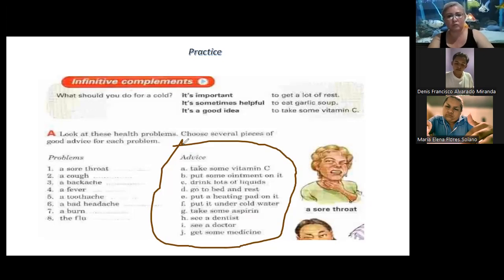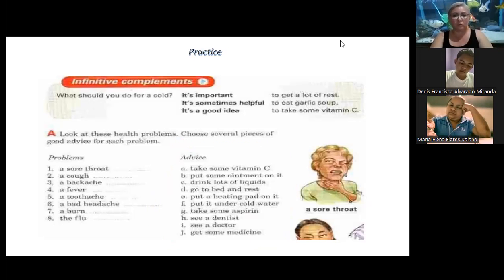Thank you so much for that. So we have some problems and possible advice that we can try. So what are we going to do right now in this activity? First of all, we have to match the problem with a possible advice. For example, the sore throat. What possible answer do we have about a sore throat? We can also work together and check what possibilities we have. Let's work together. Number one, sore throat. What possible advice can we give?